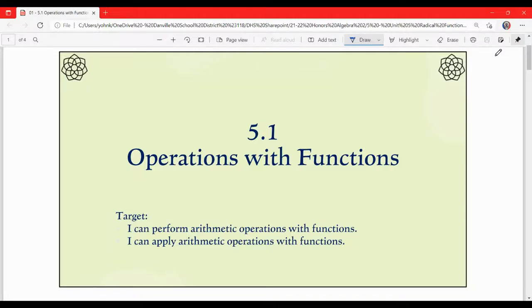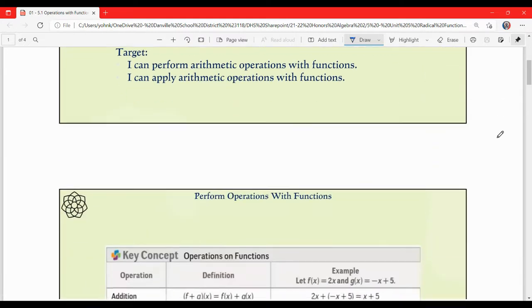Hey kids, welcome to section 5.1, operations with functions. Today you're going to learn how to perform arithmetic operations with functions and how to apply arithmetic operations with functions.